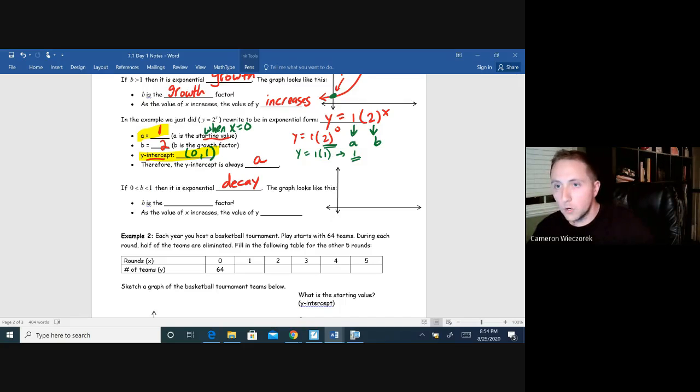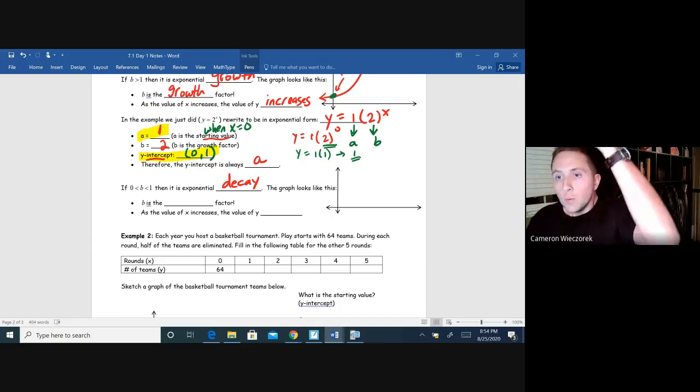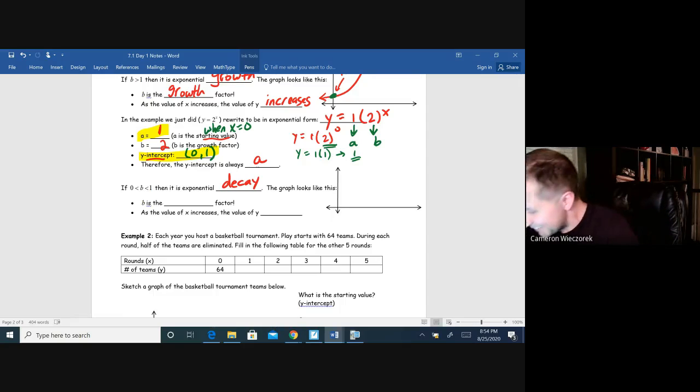That's decay, whereas growth would be, it's the best whistling I can do tonight.